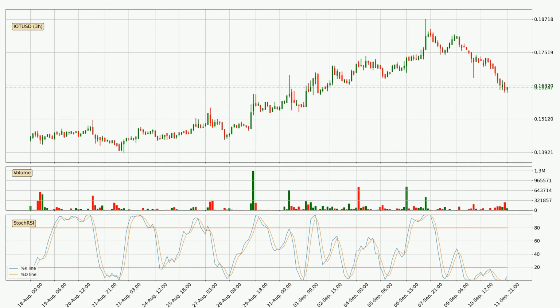Looking at the 3-hourly stochastic RSI, we can see that the crypto is being oversold because the %K and %D lines are in the lower region. A change in the trend can be expected or for the crypto to remain at least stable for some time. The trend has shifted upwards because the K line is currently located above the D line.